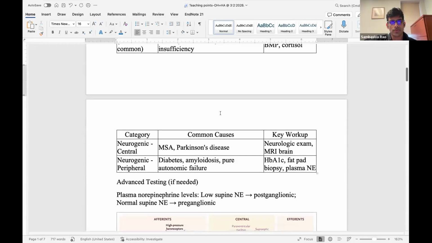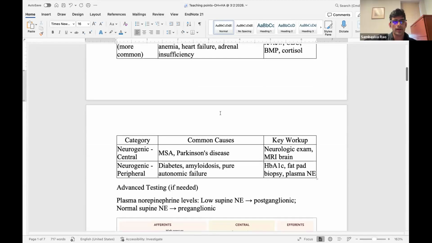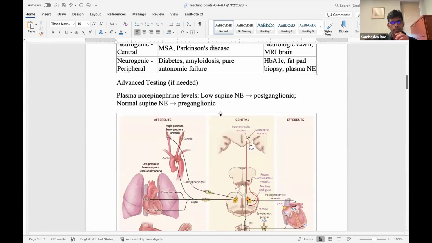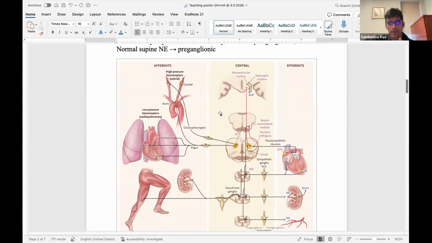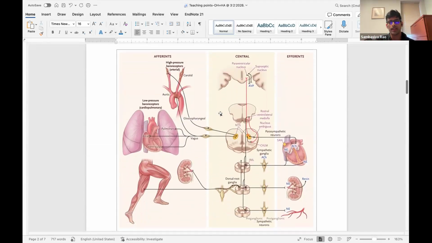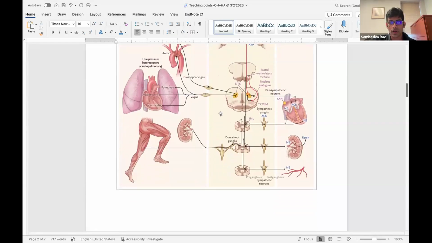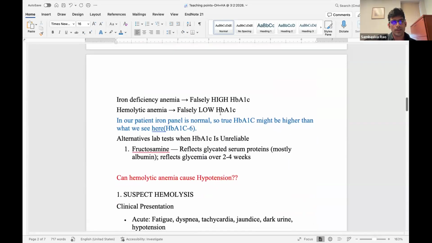The other causes are neurogenic, which can be divided into central and peripheral. The central causes involve the baroreceptor reflex pathway, the nucleus tractus solitarius, or other central lesions, which are most commonly seen in Parkinsonism, MSA, these kinds of things. And the peripheral causes are basically diabetic neuropathy or pure autonomic failure. With this, we can check plasma norepinephrine level, which will help us see whether it is preganglionic or postganglionic.